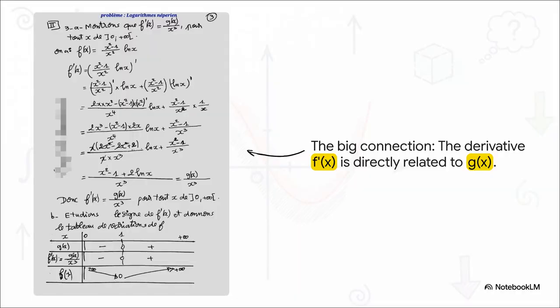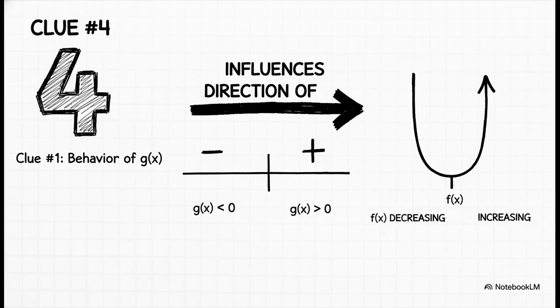Now, for the big connection, the aha moment. To find out when our curve is rising or falling, we need its derivative, f prime of x. And this is exactly why we looked into its sidekick function earlier. As we crunch the numbers, look what happens. f prime of x simplifies down to g of x over x cubed. The sidekick is literally telling the main character where to go. This is clue number 4, and it ties the whole case together.